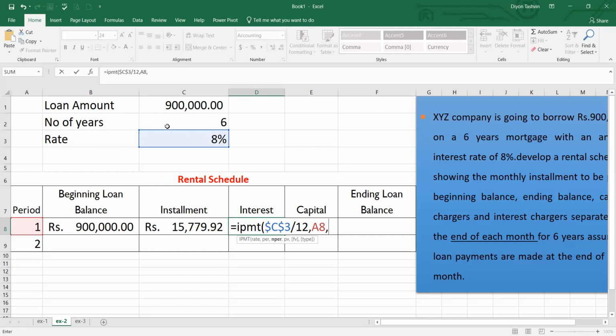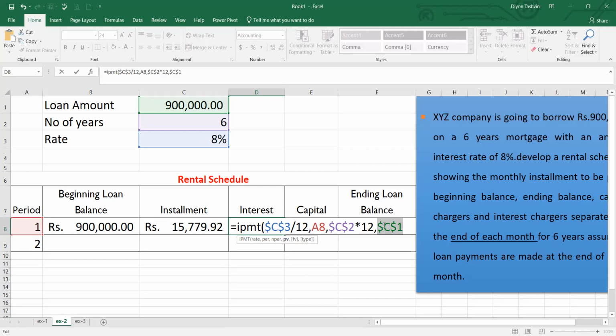Even though here we have 6 years, since we are going to calculate it on monthly basis, we have to multiply it by 12. Since this period is common for the renter, we have to fix it as well. Then we have to insert the present value. Present value is the loan amount. Since this loan amount is fixed for the loan for the period of time, we can fix it as well.